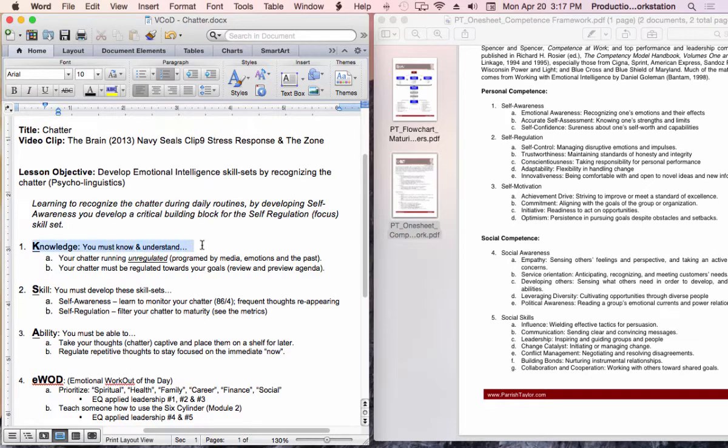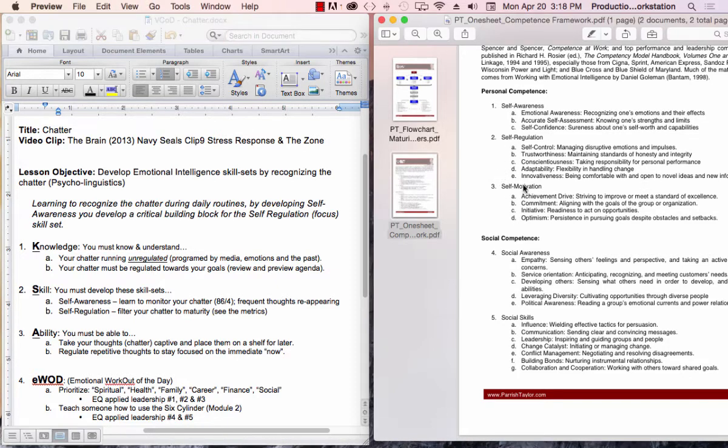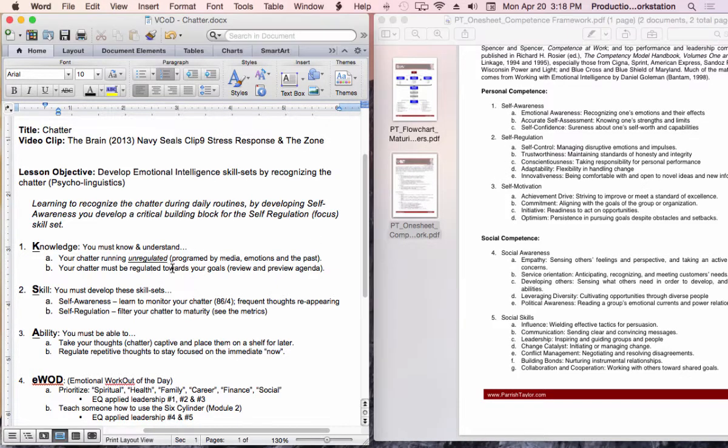So here's what you need to know and understand. Your chatter is running unregulated. It's normal. Whenever you meet someone, you must assume they are emotionally unintelligent, and they don't have a clue what's going on, right? Because everything from the media, our emotions overwhelm us. They're changing all the time. Events from our past are seared into the brain, you know.